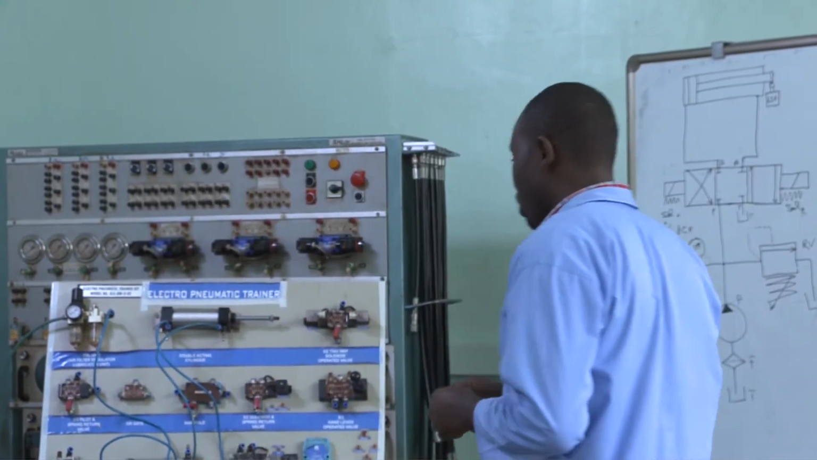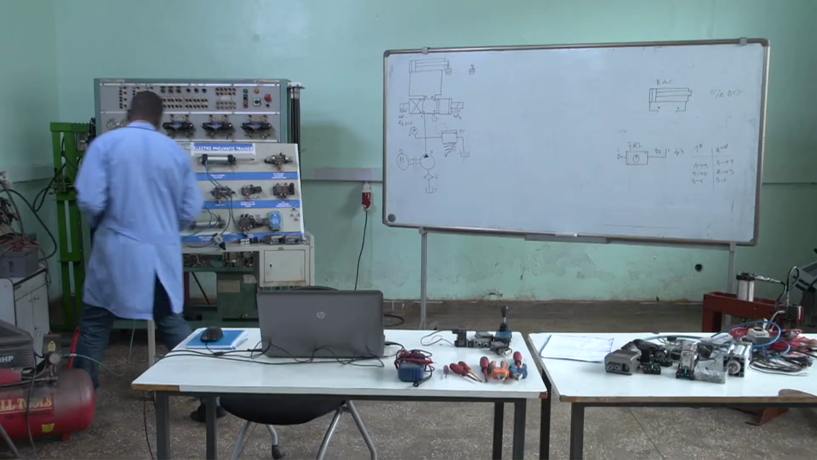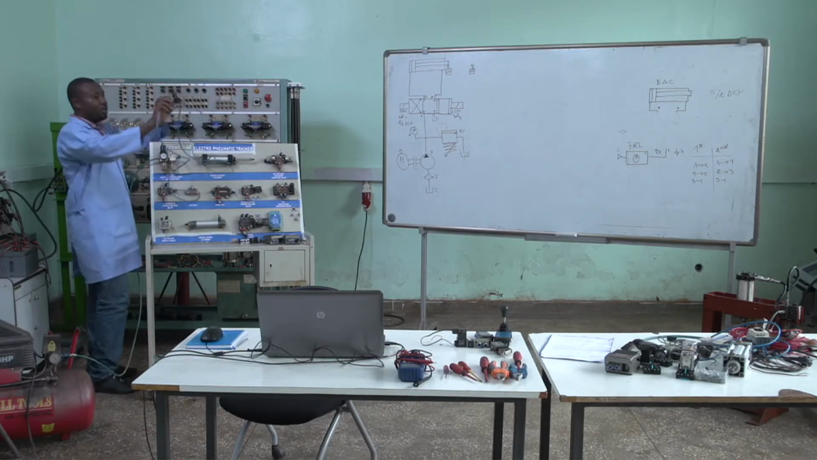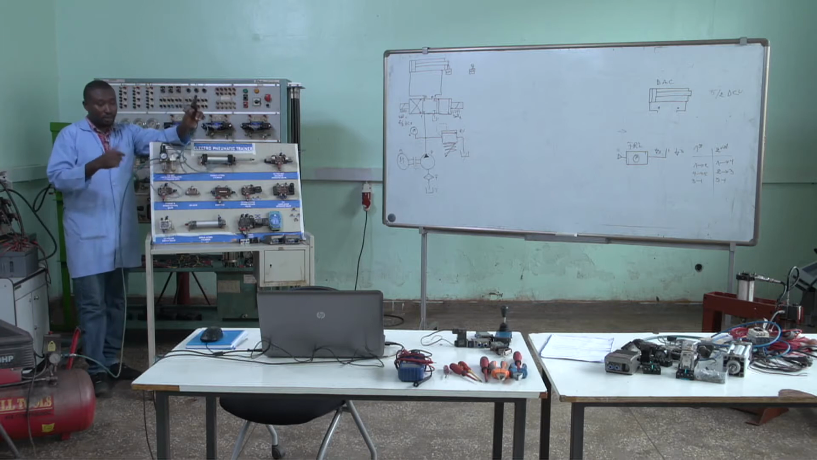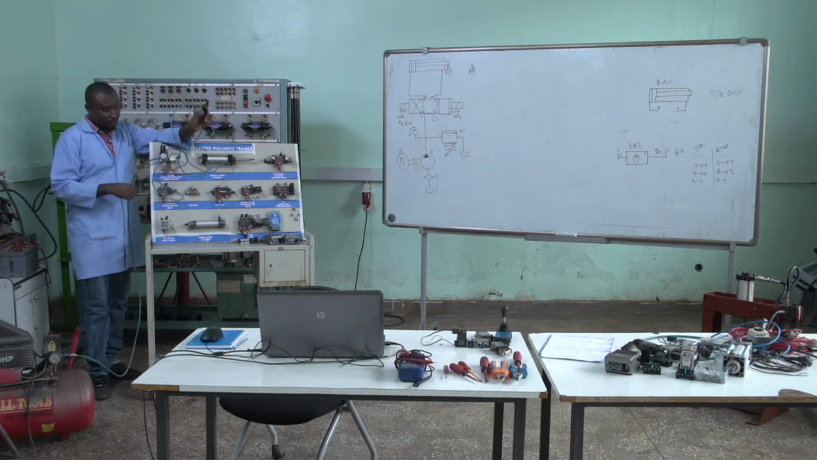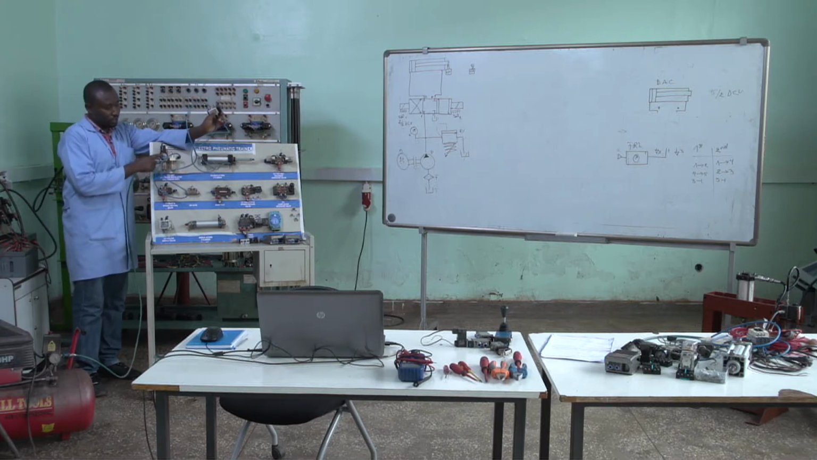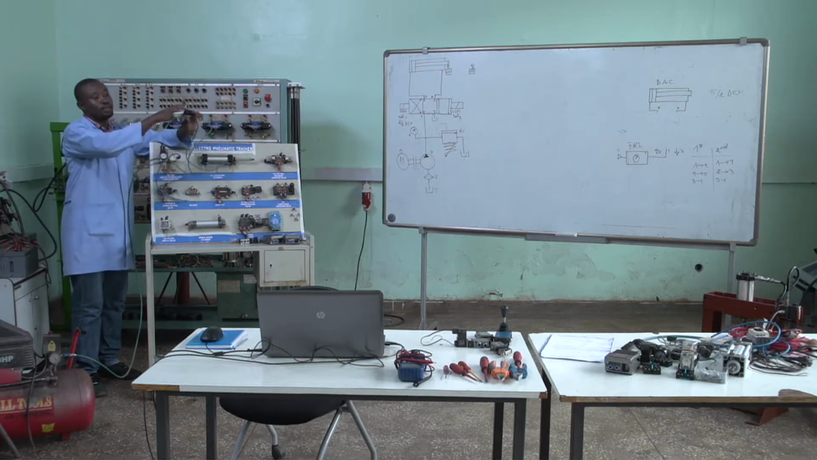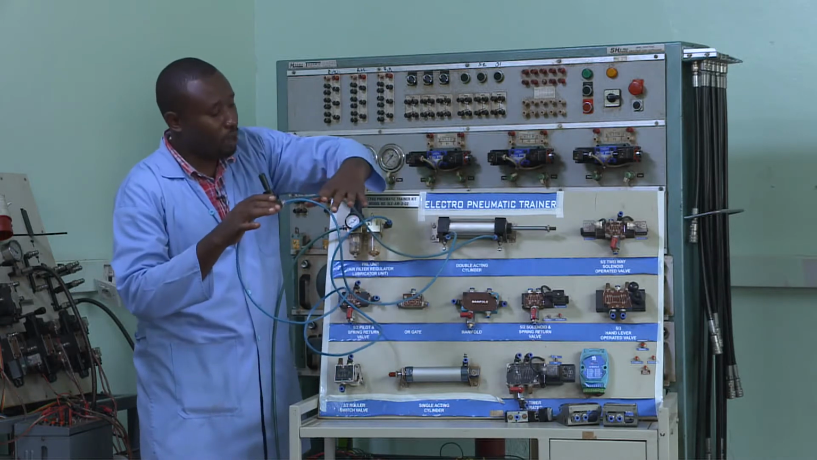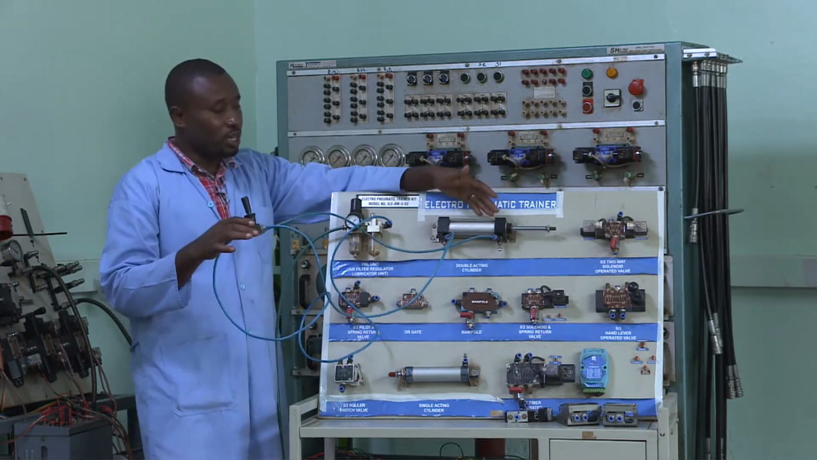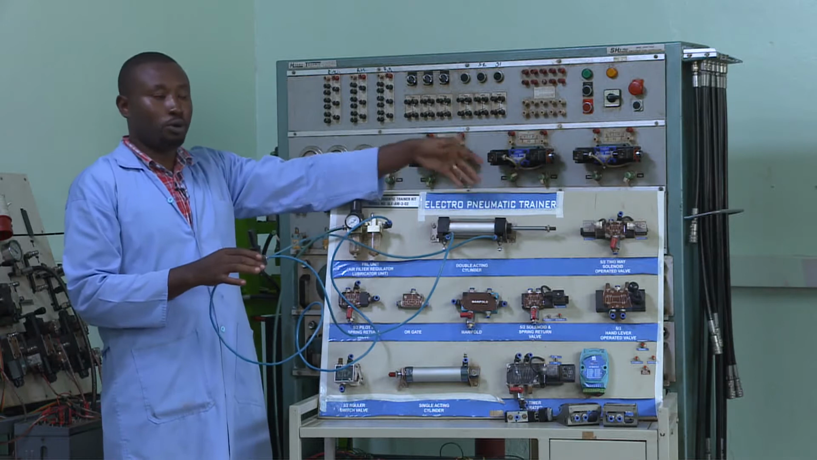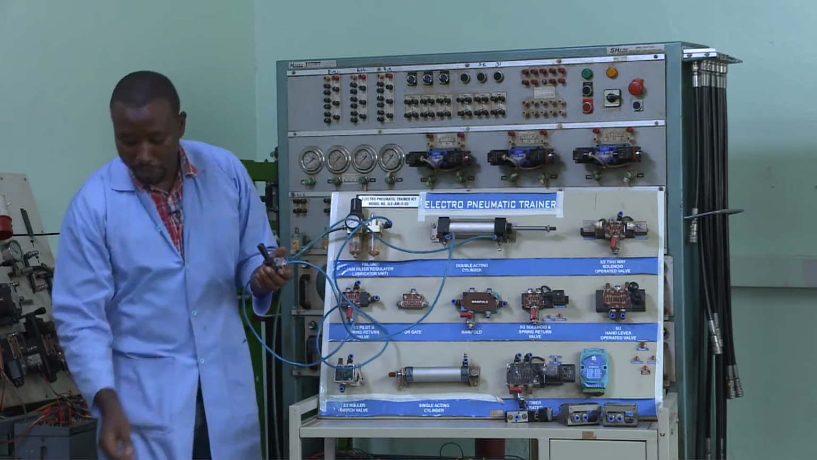Going back to our panel, here we already have a connected circuit, the one that we did last time. So we have the air from pressure source to the FRL units, directional control valve, and two pipes go to the cylinder. So this is direct control because we are controlling it directly. I'm going to supply.